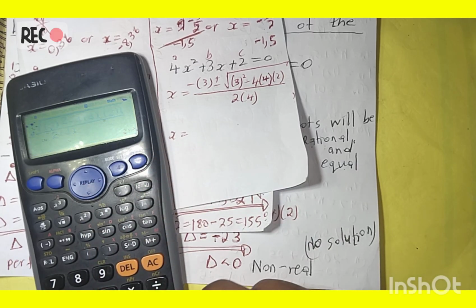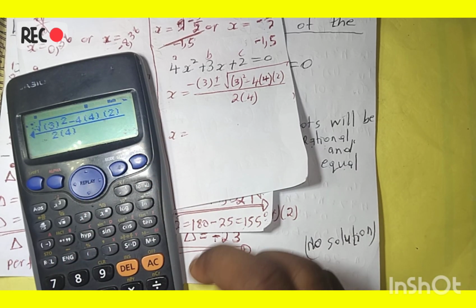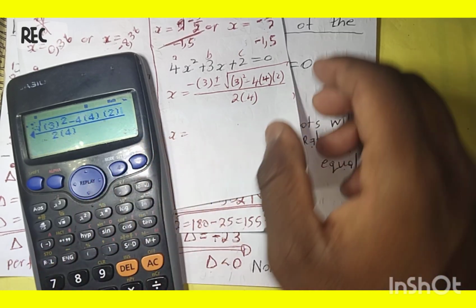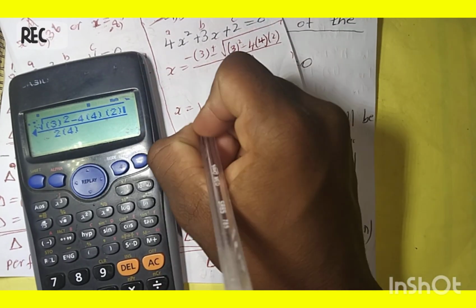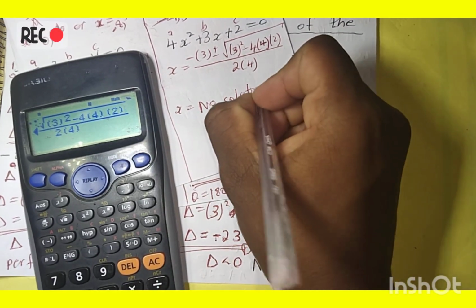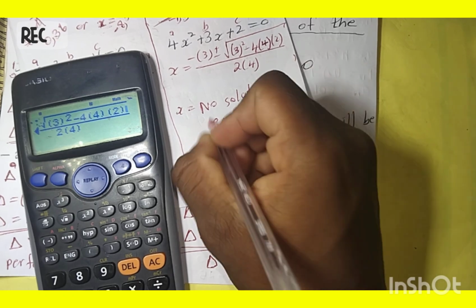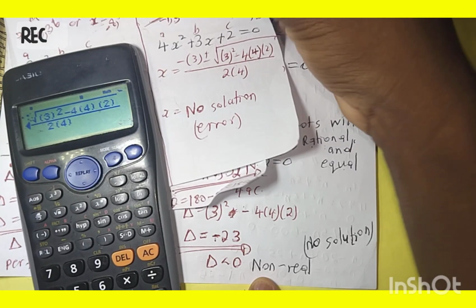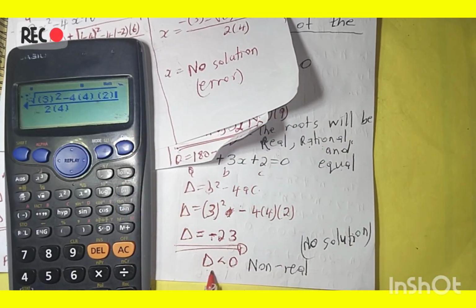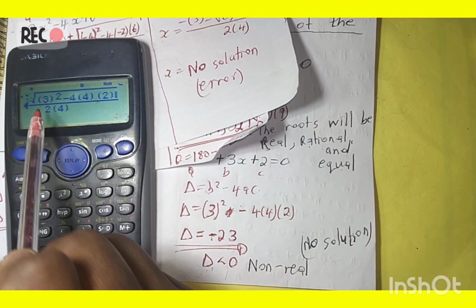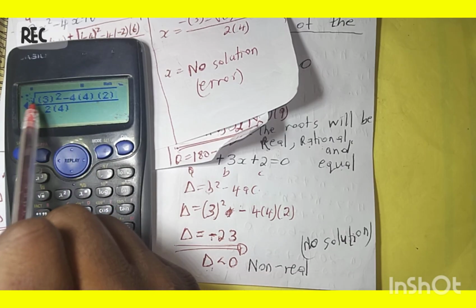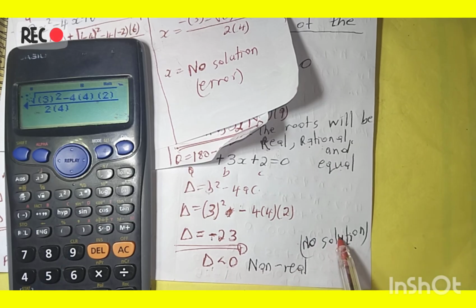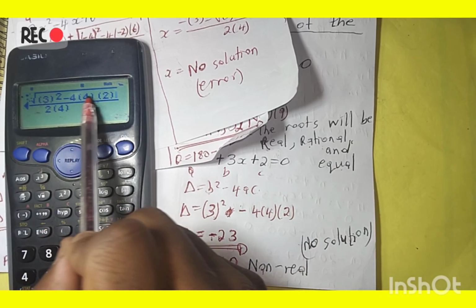Do you see, guys, here I got undefined, like I got an error. What causes all that, guys, to be an error? The reason I got this, I can just say no solution, or I can write error, because there is no solution. The reason I got an error, guys, is because my discriminant is negative. When the discriminant is negative, you will get non-real roots, meaning there will be no solution. Inside a square root, you cannot have a negative number.